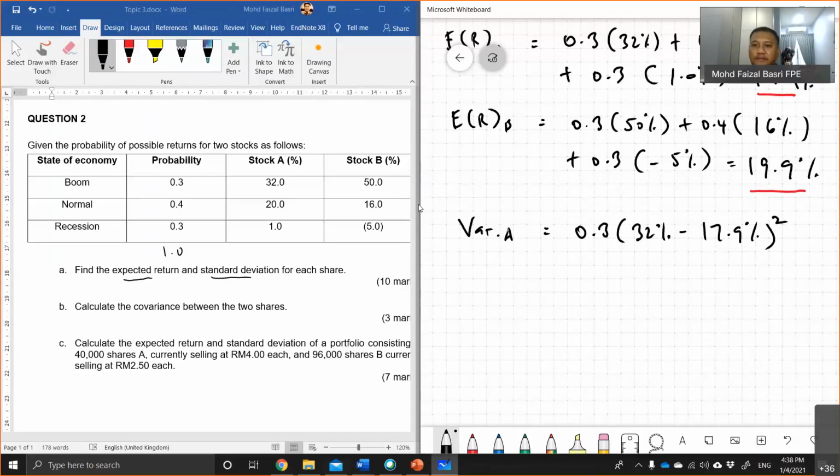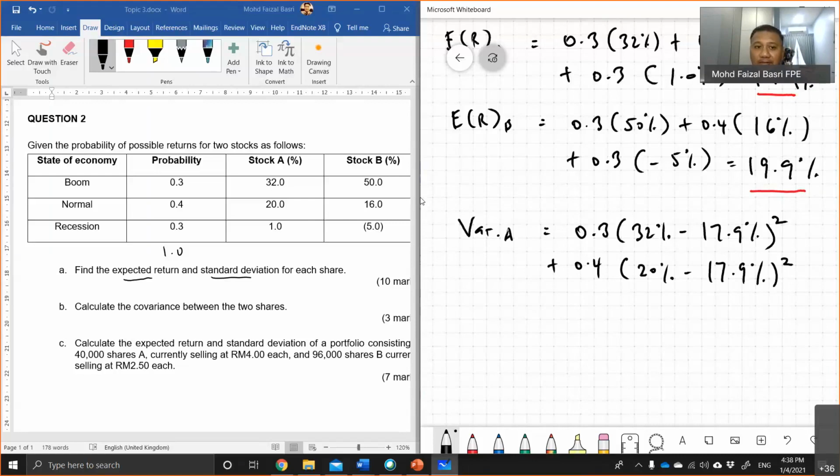So that will be our first level, plus 0.4. It just follows through the levels of return. The second level is 20%, so it's 20% minus 17.9%. Don't forget the square, because remember, for variance we don't have negative figures. That's why we have a square here, to eliminate the negative values.